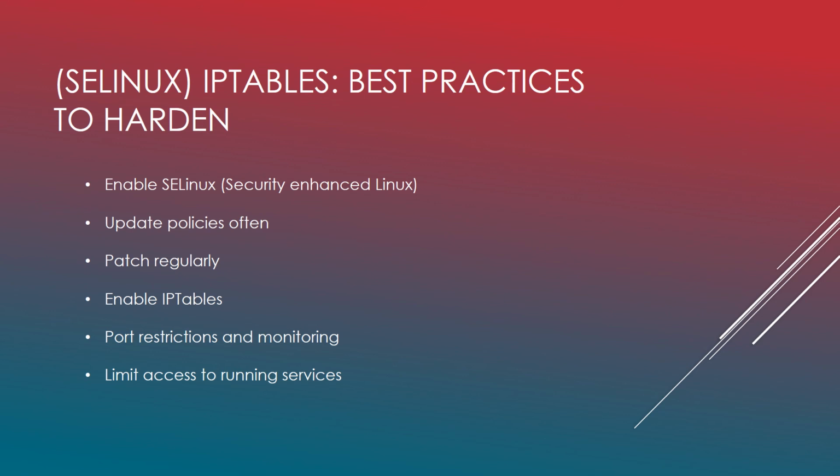You'll want to patch regularly to ensure that your system is up to date and not falling behind or missing key components that have been updated in a hotfix or something of that nature. Enabling IP tables and running that with SE Linux will also make your system far more secure, because you are running the security interface and the firewall. And again, you'll want to restrict ports that don't need to be used, and you'll want to monitor those ports to make sure a policy you install won't have one of those ports being used when it's not supposed to. And you just want to limit access to running services.